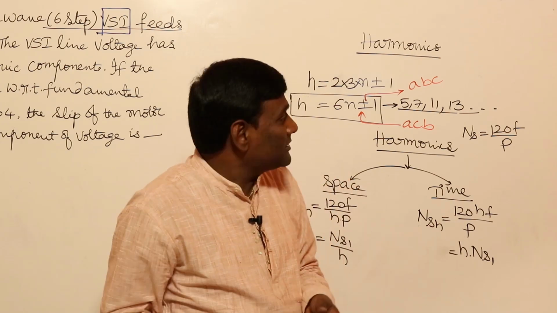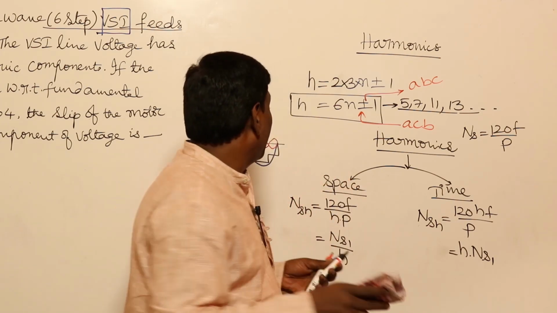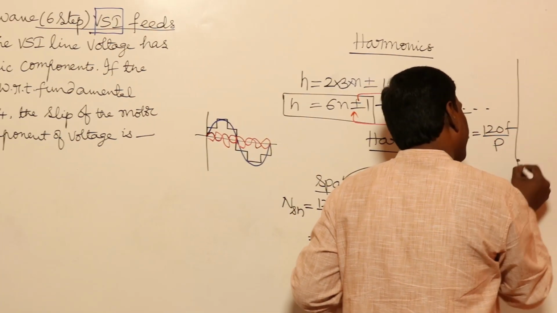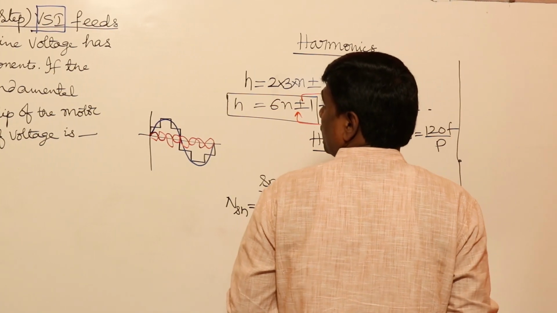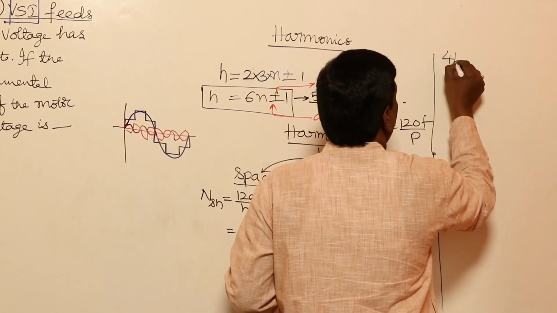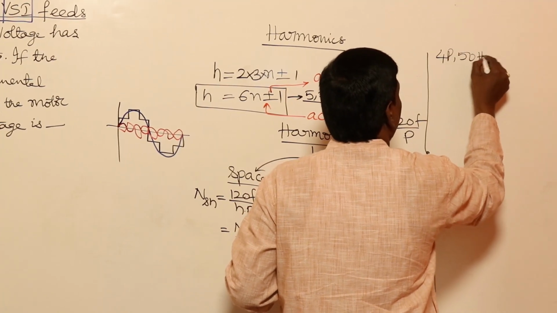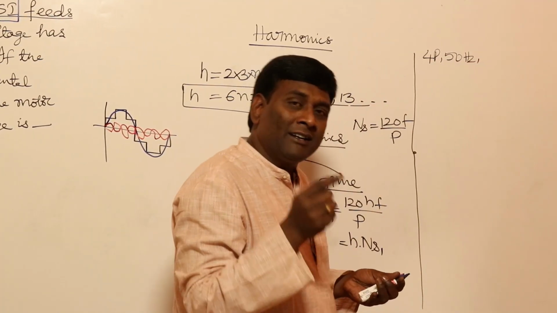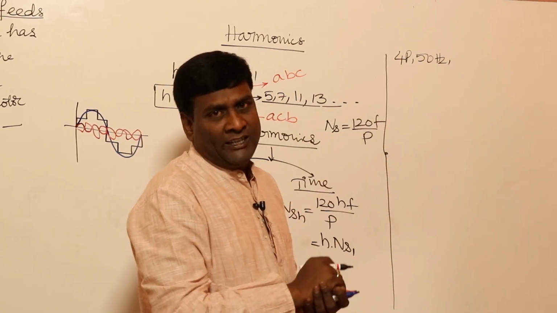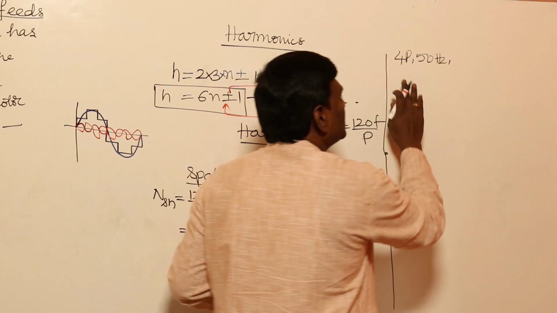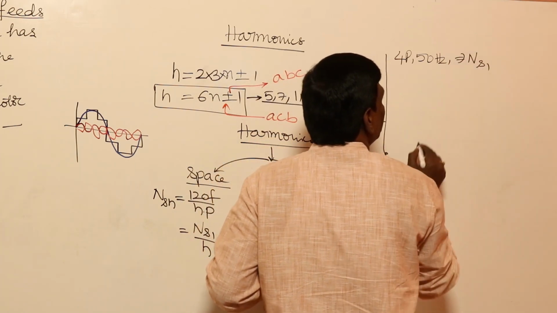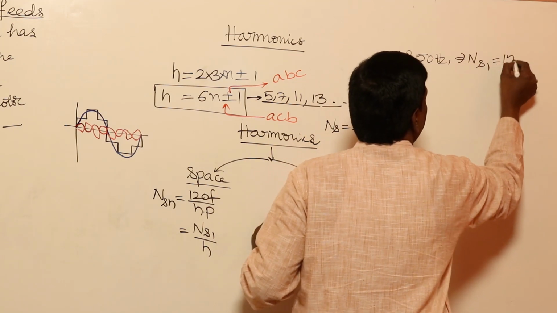Now let us try to understand my time and space. For example, in this question, what they have given is 4 pole 50 Hz. I am going to discuss how to calculate slip for time also, and how to calculate slip for space also. This is a 4 pole 50 Hz machine. In this, what is the synchronous speed of the fundamental? The synchronous speed of the fundamental for 4 pole is going to be 1500 RPM.